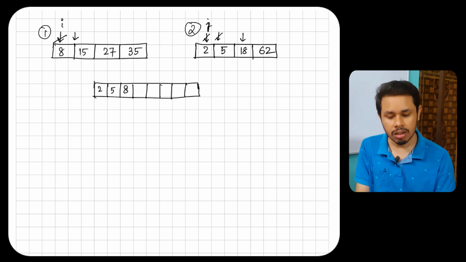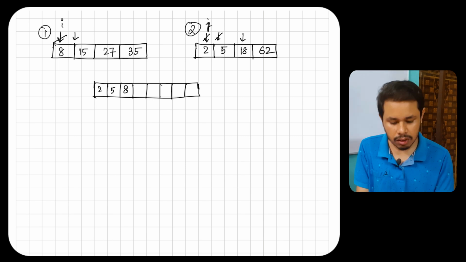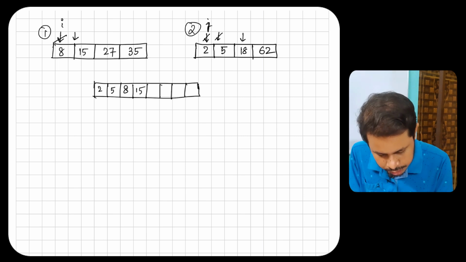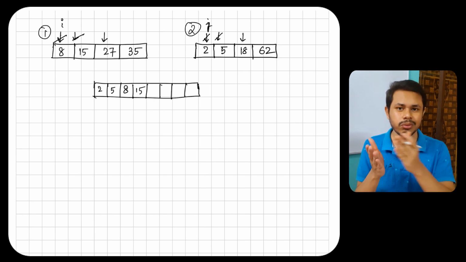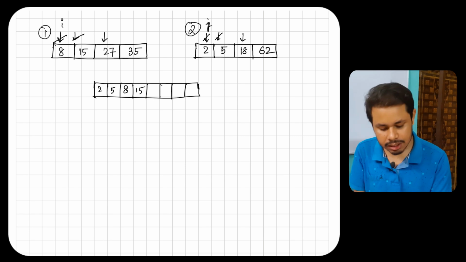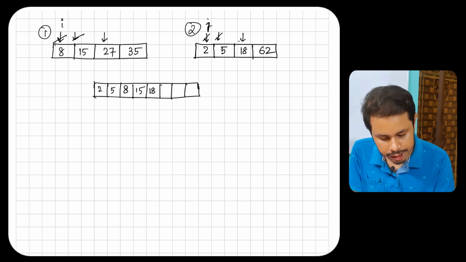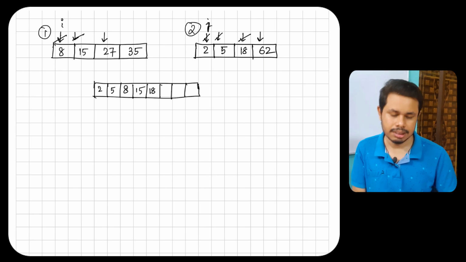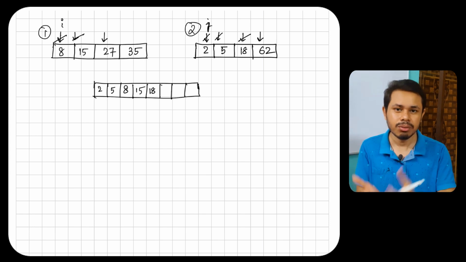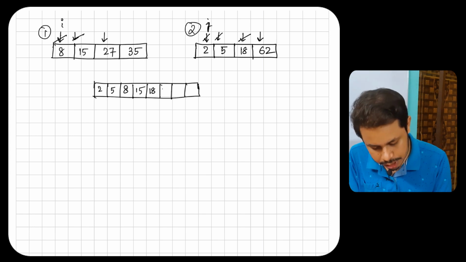Now tell me 15 or 18, which is smaller? 15 is smaller. So I write 15 here and I increment that pointer to this place. Now you say 27 versus 18. 18 is smaller, write 18 here and just shift the j pointer. Which is smaller? 27, 62. 27 is smaller.